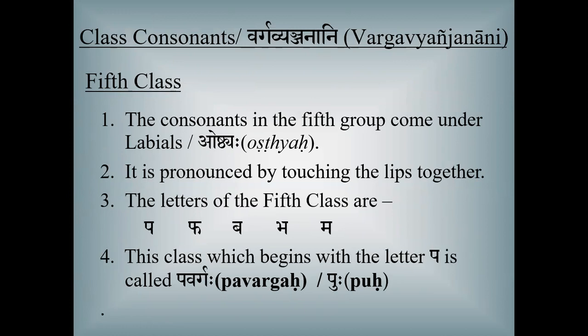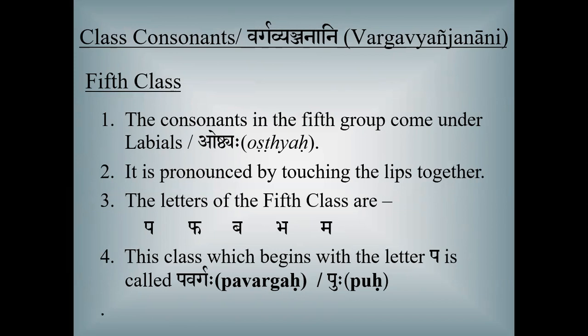And also, do you remember the place of pronunciation of the classes? What is the place of pronunciation of the first class, Kavarga? Throat. Therefore, they are called gutturals. And the second class, Chavarga? Palatals, from the palate. And the third class, Tavarga? Cerebrals. How is the sound produced?